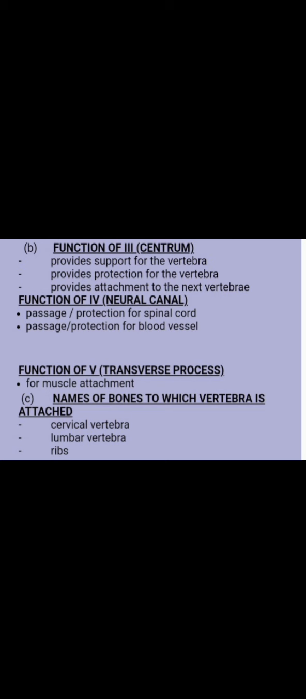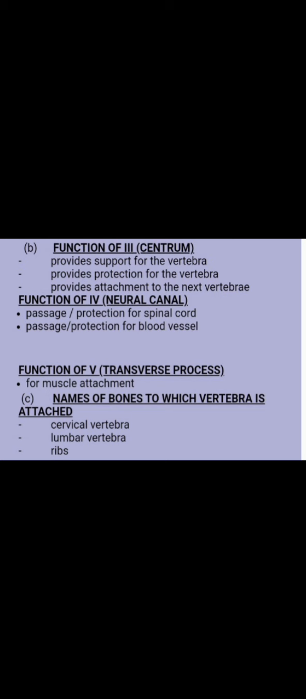Then what's the function of the neural canal or vertebral foramen? Number one, passage or protection for the spinal cord, and then passage or protection for blood vessels. Then the function of the part labeled V, the transverse process, is for muscle attachment. Now, what are the bones to which the vertebra is attached? It can be attached to the cervical vertebrae, the lumbar vertebrae, and also to the ribs.